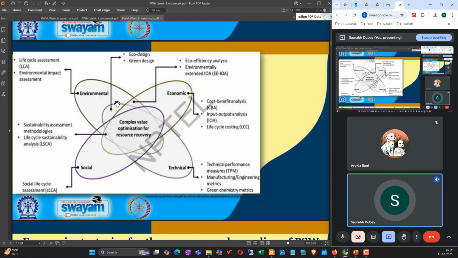this diagram also represents the environmental, economic, technical and social aspects together, and the central region shows the complex value optimization for resource recovery, with the sustainability assessment methodology and the life cycle sustainability analysis, which is LCSA, and life cycle costing, which is LCC, for the economic aspect. So you see everything has to be considered if you are looking at overall sustainability, where the environmental, economic, technical, and social aspects are each given preference at the level of implementation, right?